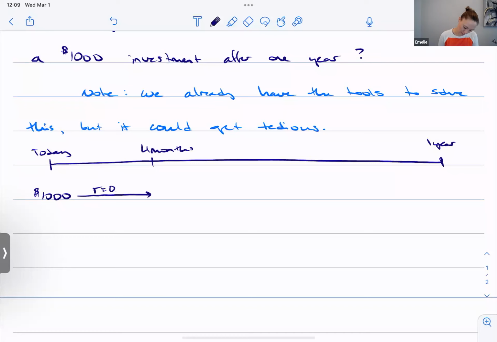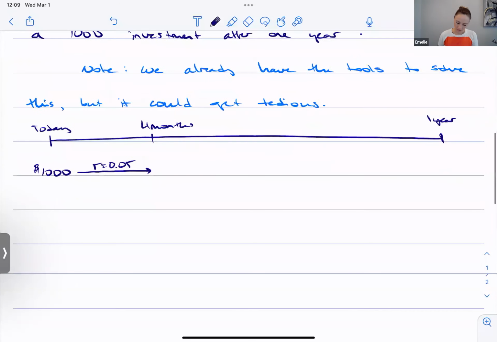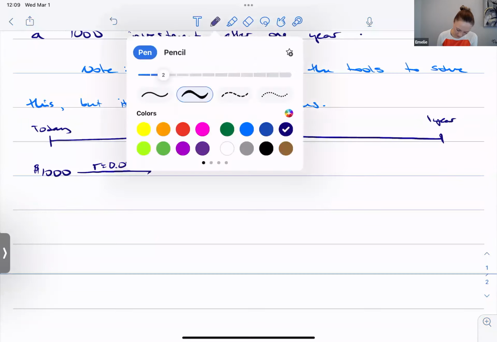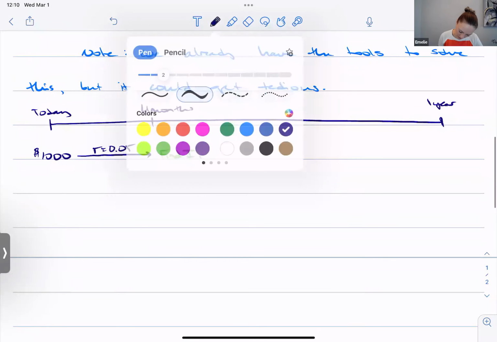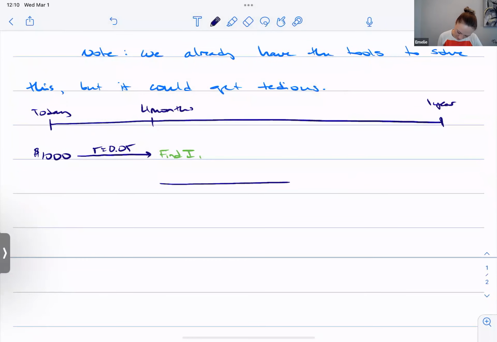I have a rate of 0.05. What I can do is figure out the amount of interest up to this point. So here I can find I1, the amount of interest. I'm not cashing out yet, so I'm just going to find the amount of interest up to that point. Okay. Then I pick up here and go to the 8 month mark.